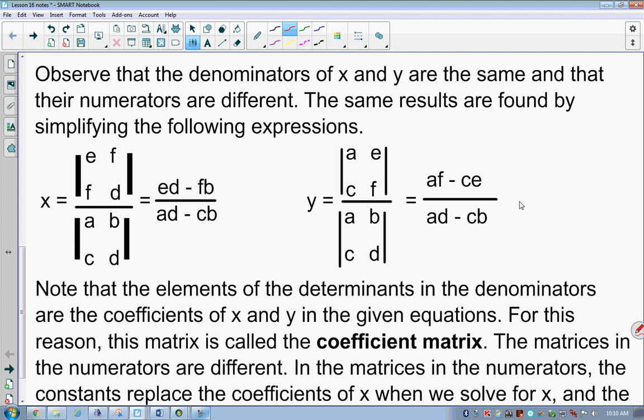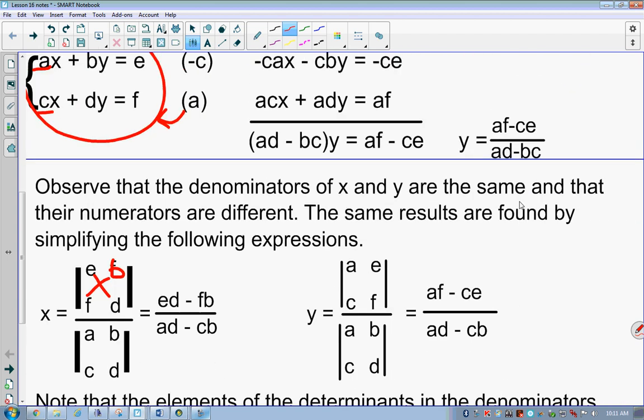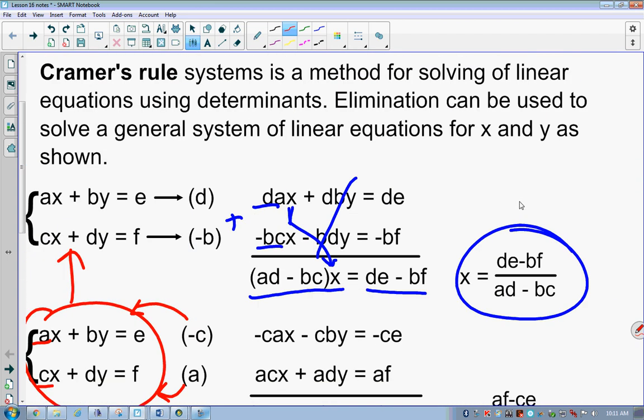F D, A, B, C, D, and we found a determinant. So that's E times D minus F times, and this should be B here. That's a typo on my part. Okay? And down here you have A, B, C, D. So what they've done, what you do when you use Cramer's rule, is that if I'm trying to solve for x, let's see if I can explain this.